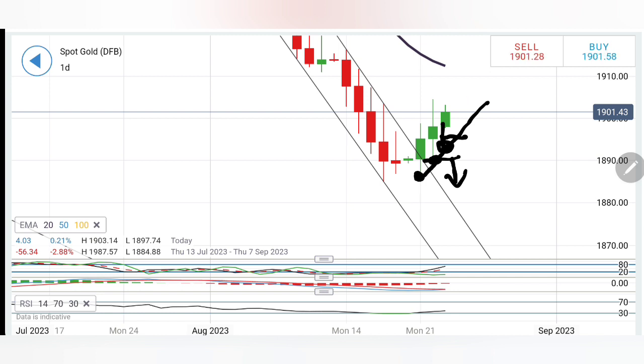Take your positions accordingly. Trade accordingly. Trade with the stop loss. Trade with the trailing stop loss. Now let's have a look at silver.